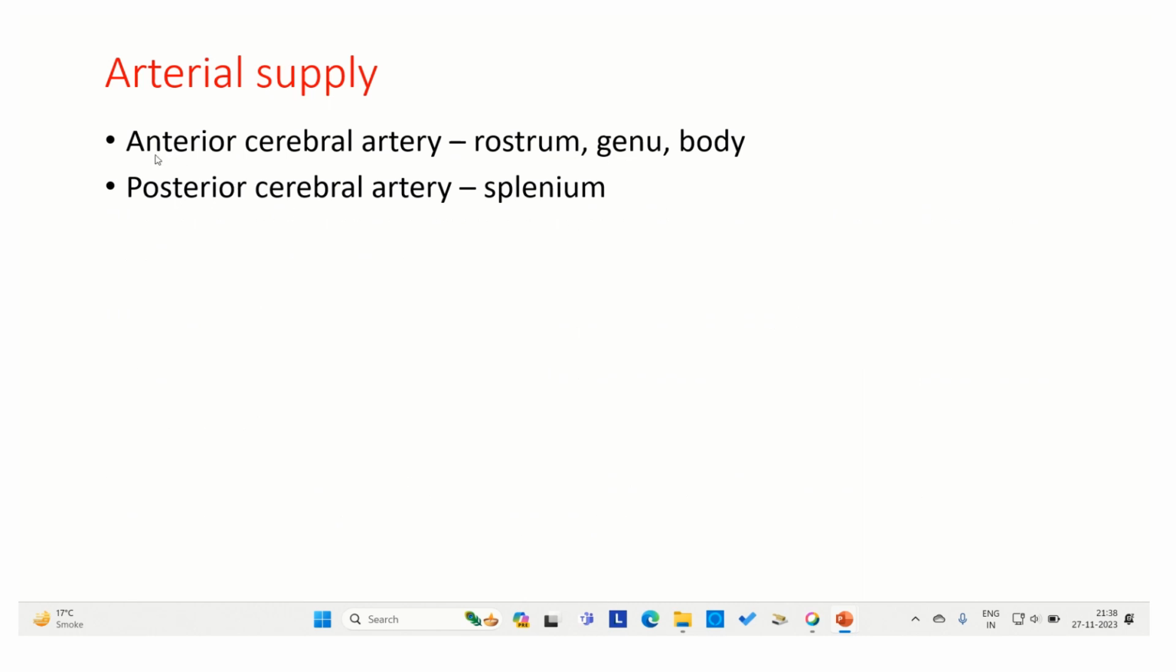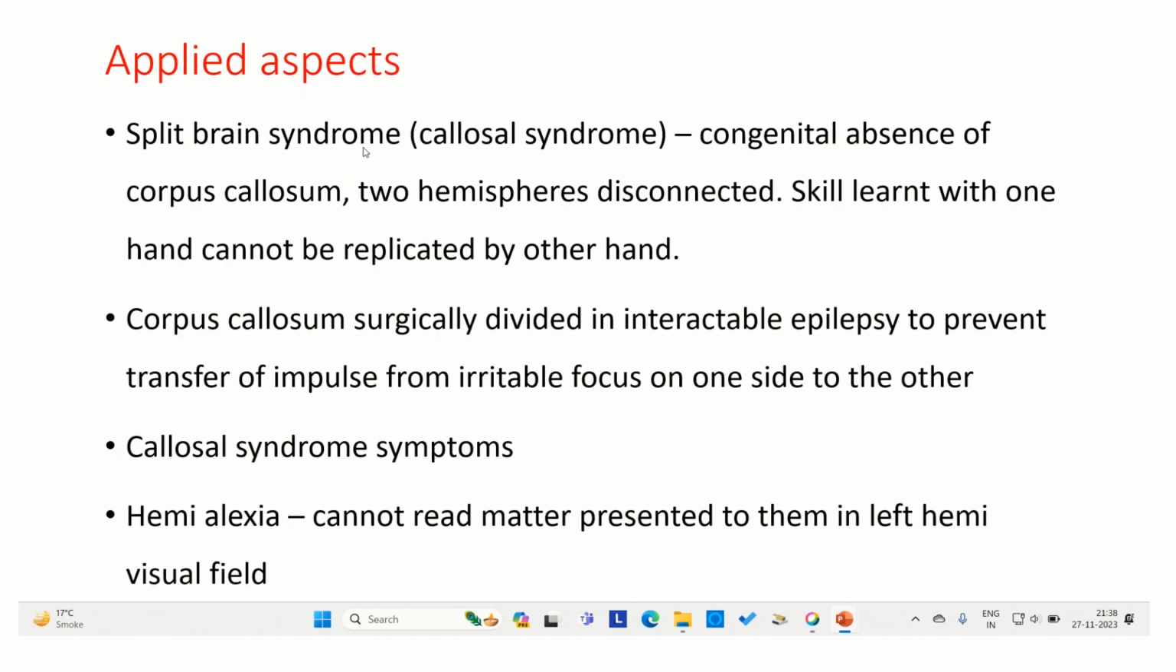Arterial supply: the rostrum, genu, and body, which are the anterior parts, are supplied by the anterior cerebral artery. The splenium, which is the posterior part, is supplied by the posterior cerebral artery. Applied aspects: split brain syndrome, otherwise called callosal syndrome. Congenital absence of corpus callosum: the two hemispheres are disconnected, and a skill learned with one hand cannot be replicated by the other hand. The corpus callosum is surgically divided in intractable epilepsy to prevent transfer of impulses from an irritable focus on one side to the other. So this is surgically dividing the corpus callosum as a treatment for intractable epilepsy.